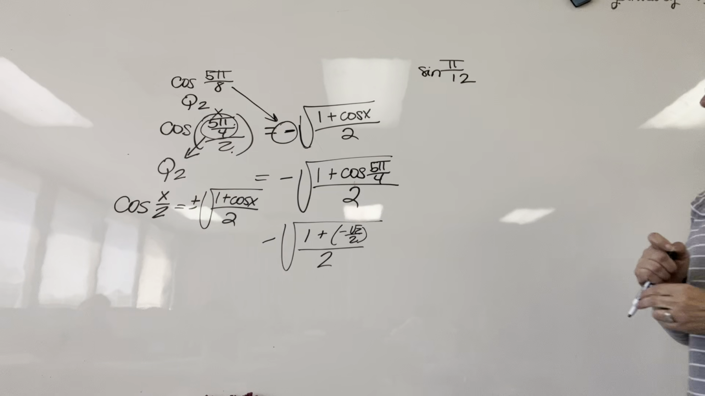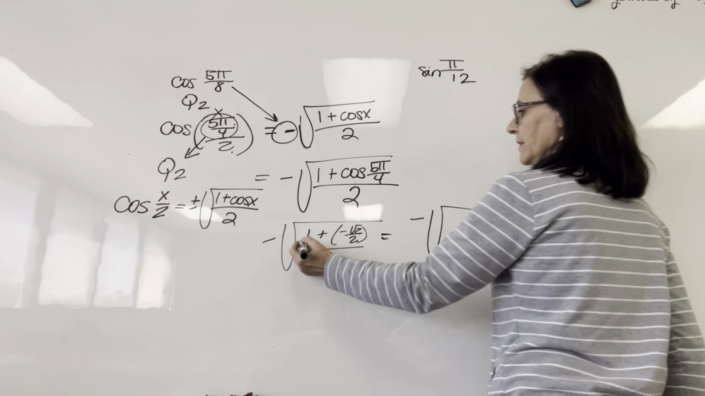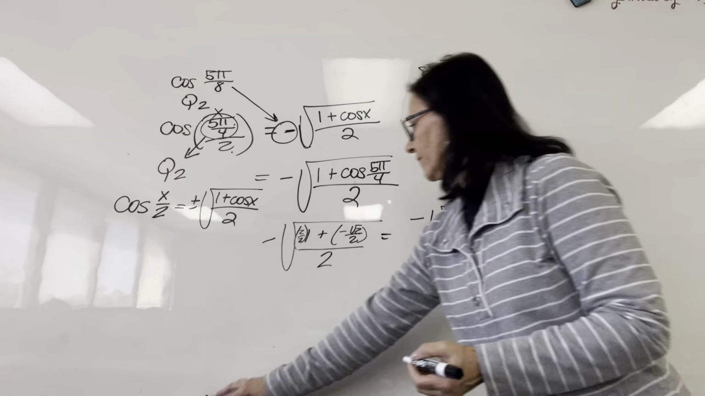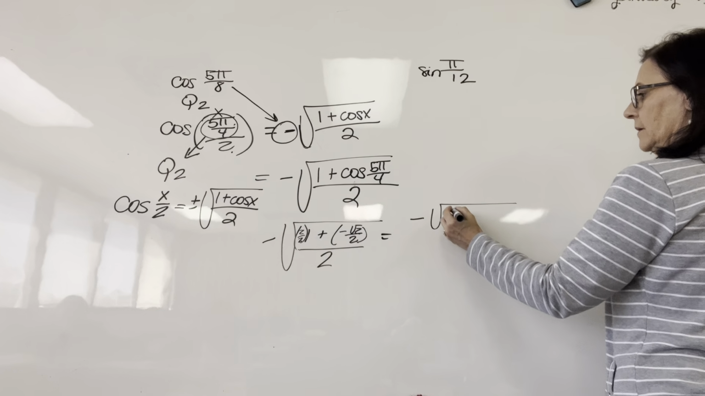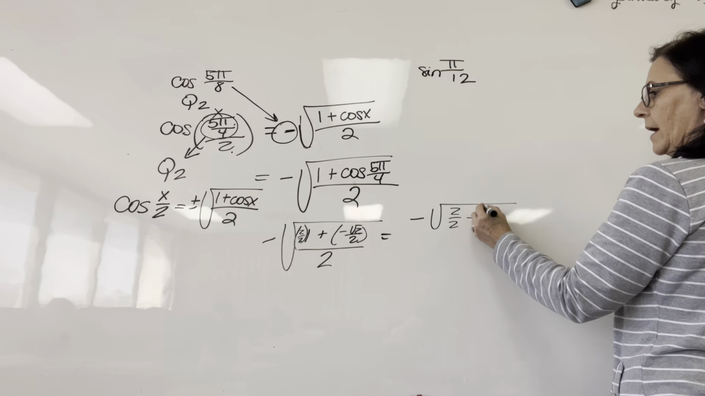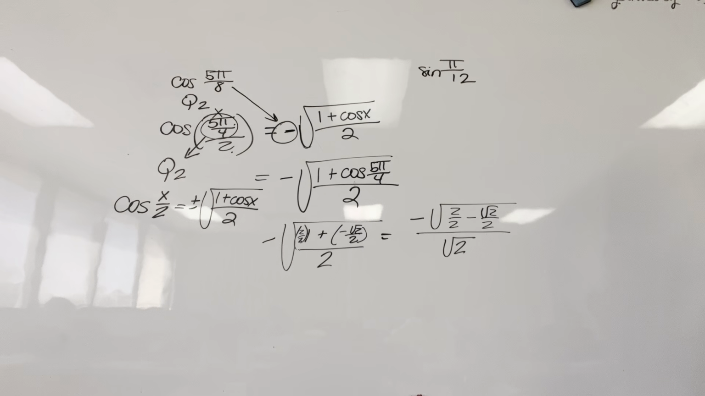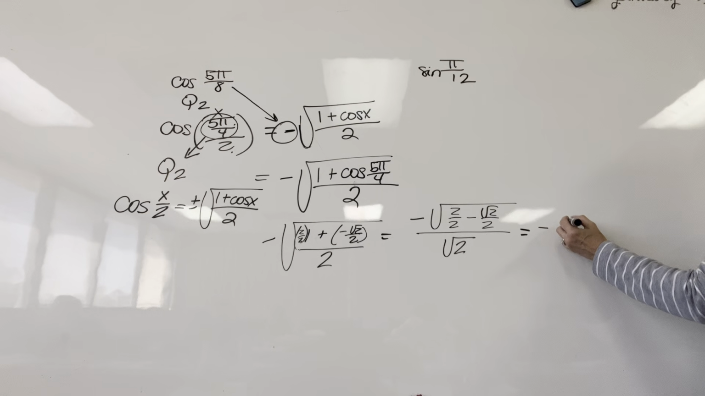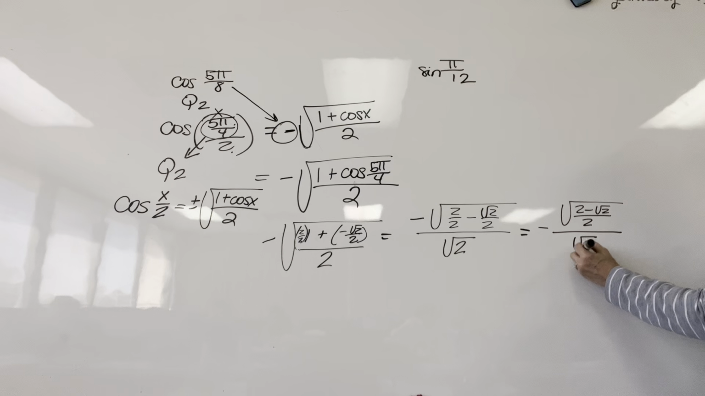Okay, so let's work under the radical. Let's make this 2 over 2. Actually, let's separate numerator and denominator. We can do that. Square root of 2 over 2 minus square root of 2 over 2, all over square root of 2. Right, we can do that. So this equals the negative square root of 2 minus square root of 2 over 2, all over square root of 2.